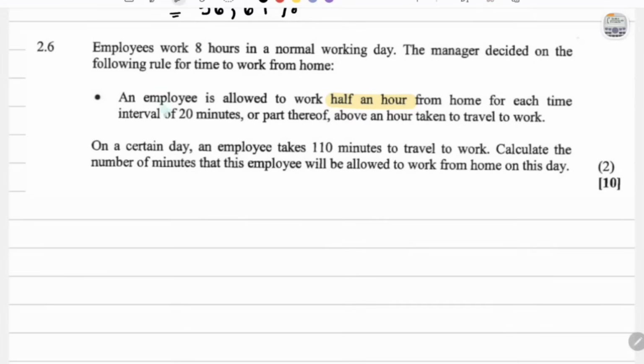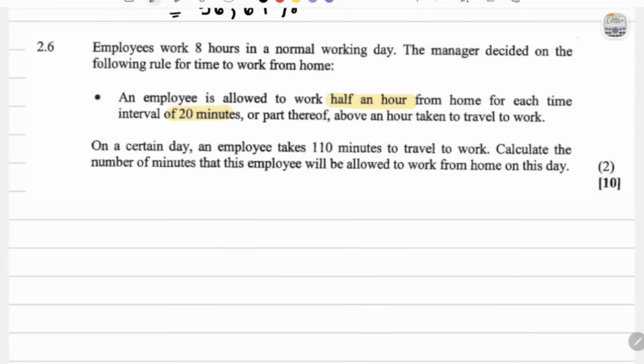Okay, wait, let me read that again. An employee is allowed to work half an hour from home for each time interval of 20 minutes or part thereof. So each time interval of 20 minutes or part of 20 minutes. Even if they take 10 more minutes to get to work, it's still included in this criteria of that 20 minutes. So 20 minutes or part thereof, above an hour taken to travel to work.